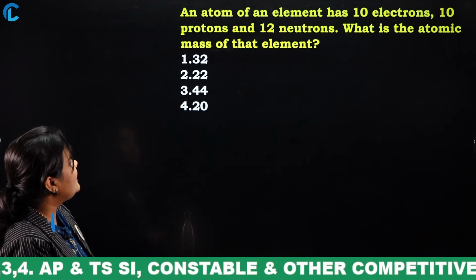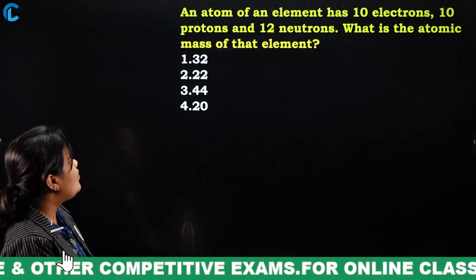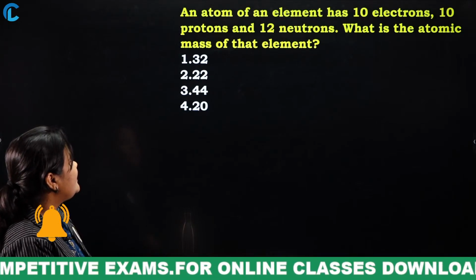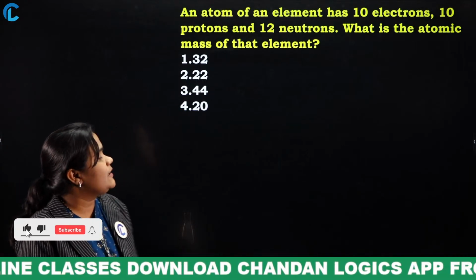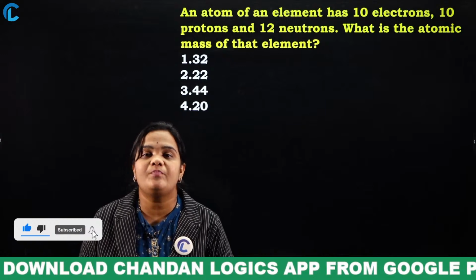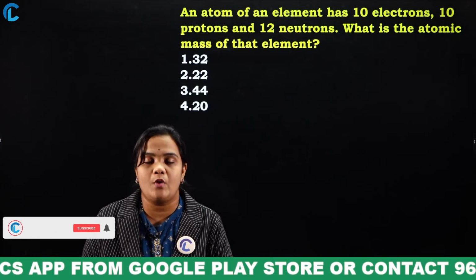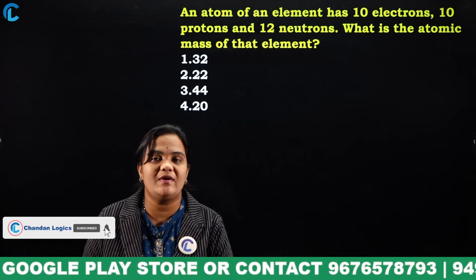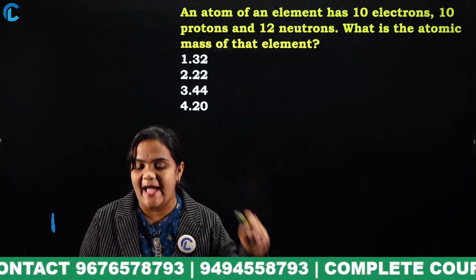An atom of an element has 10 electrons, 10 protons and 12 neutrons. What is the atomic mass of that element? 32, 22, 44, 20. Okay. What is atomic mass actually? The sum of the number of protons and the number of neutrons will give us the atomic mass. I have already given a clue, so try to get the answer for this question.